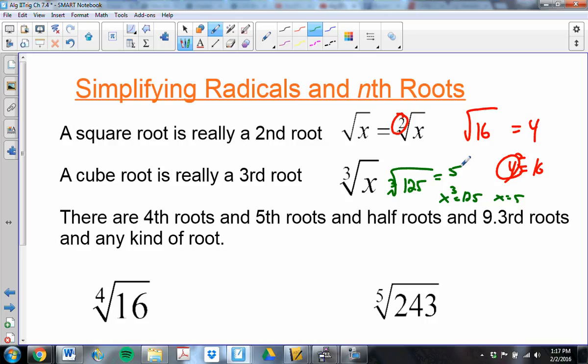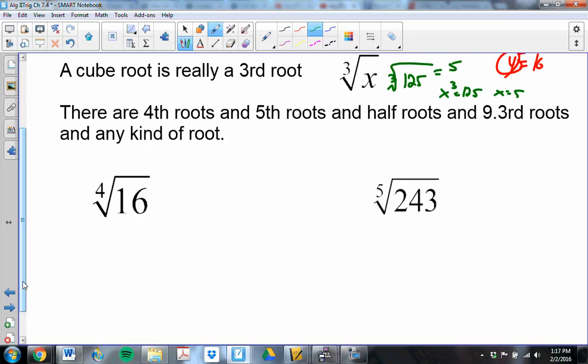And there's fourth roots and fifth roots and millionth roots and whatever types of roots you want to do. So the fourth root of 16 is 2, because 2 to the fourth is 16. And the fifth root of 243 is 3, because 3 to the fifth is 243.